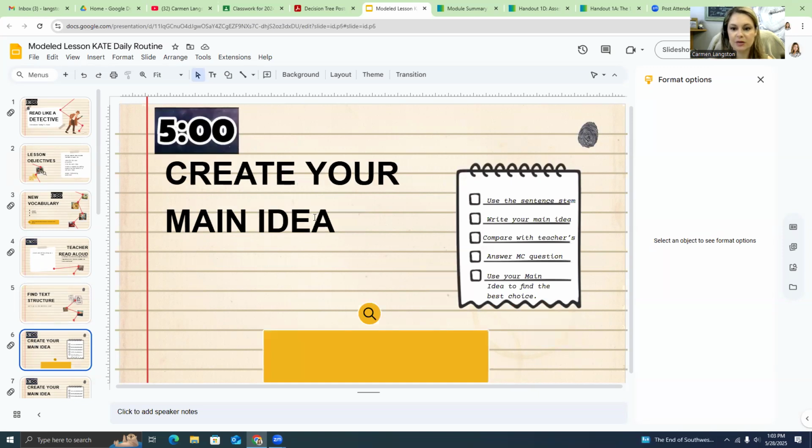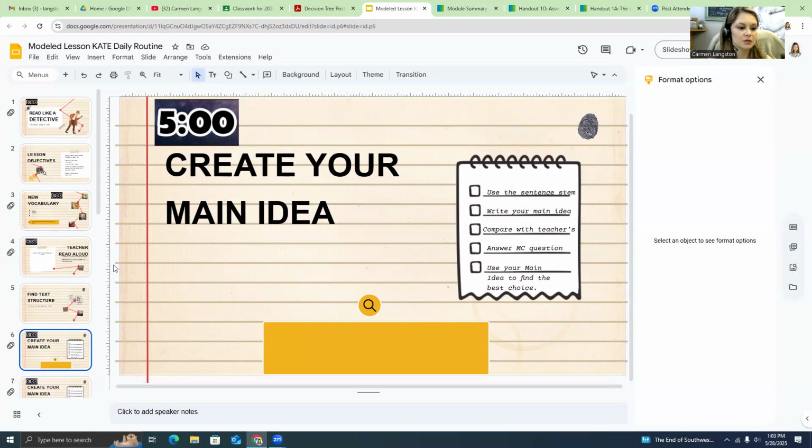So I'll give them about 5 minutes to write their main idea. Here's the check sheet. They're going to use their sentence stem. They're going to write their main idea and then compare it with the teacher's. So they're going to go first, and then I'll show them mine. Next, we'll answer a multiple choice question, and we'll use that main idea that we wrote to find the best choice. So let's take a look.